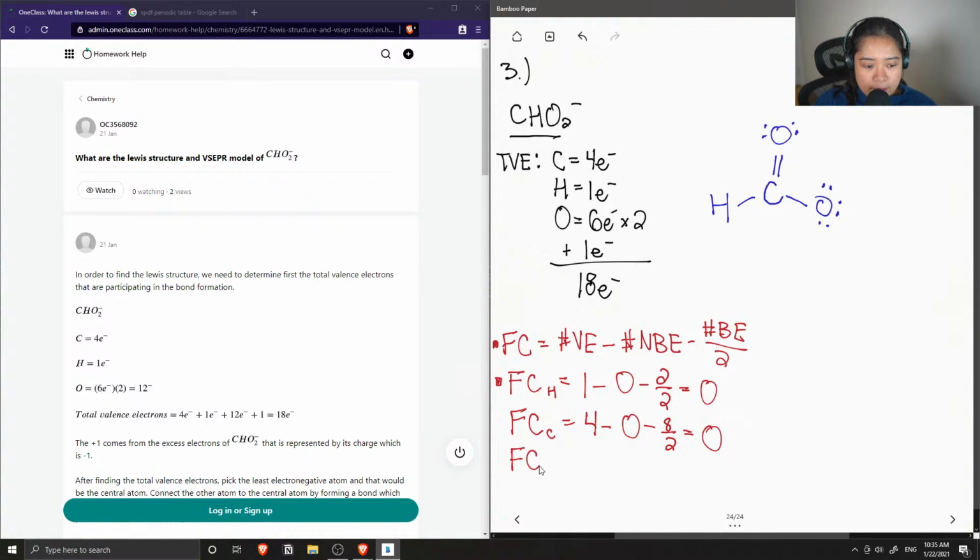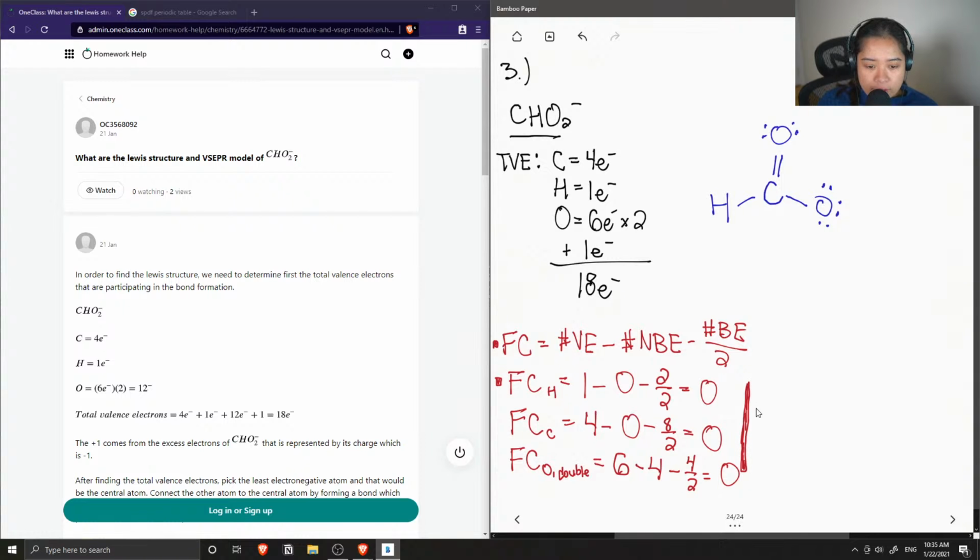And now let's calculate the formal charge of one of our oxygens, the one that has a double bond. So oxygen has 6 valence electrons. It has 4 non-bonding electrons. And because there's a double bond, there are 4 bonding electrons divided by 2. So the double bonded oxygen also has a formal charge of 0.